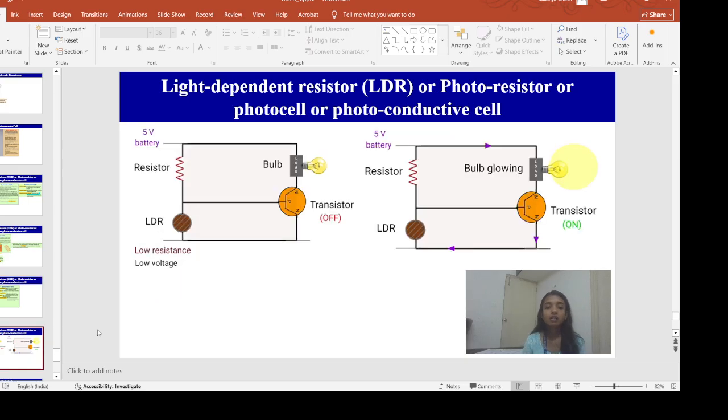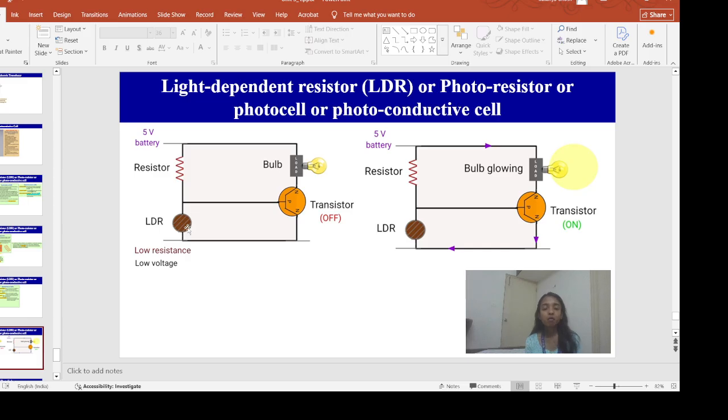Next topic, so we can see a practical application of this light dependent resistor. Here is my 5-volt battery, and here the bulb is connected as the load. Here one resistor is there to limit the current flowing from the battery, and here the LDR is connected. Here we have also connected a transistor. Now this is a practical circuit using the LDR.